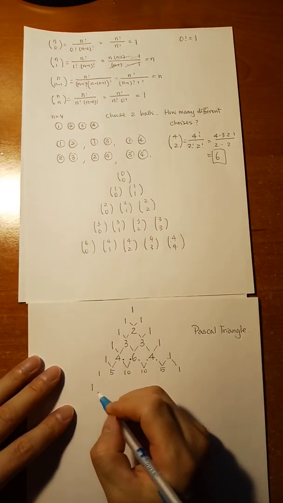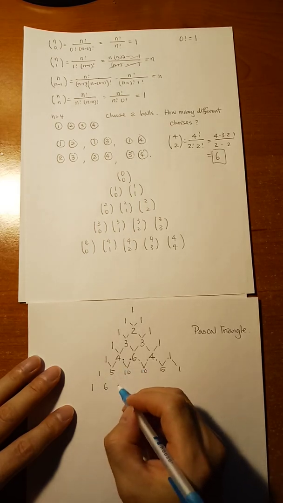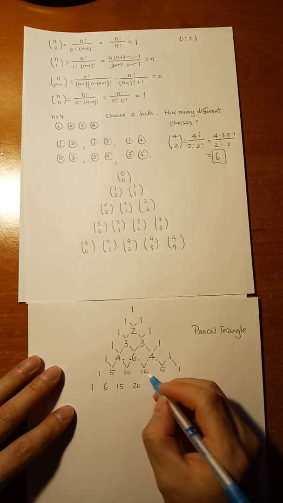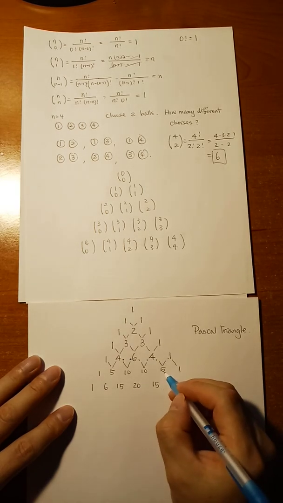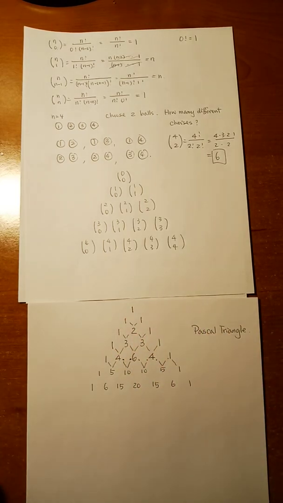The first is always 1. Then 1 plus 5, you got 6. 5 plus 10, you got 15. 10 plus 10, you got 20. 10 plus 5, you have 15. 5 plus 1, you got 6. And the last one is 1.